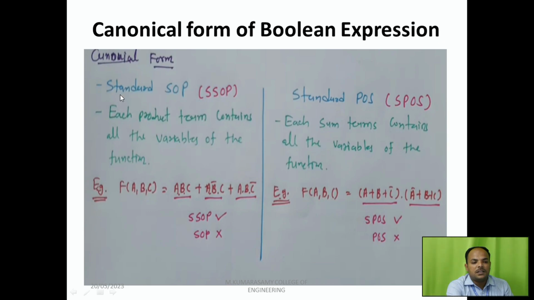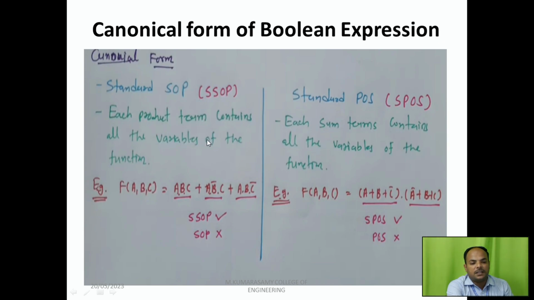Examples are given: standard SOP here, standard POS there. The standard SOP example is a function of A, B, C, so the function itself has 3 literals A, B, C. In the expression, the first term is ABC, so all the literals are present. Second, AB'C, so all the literals are present, whether complemented or uncomplemented, no issues. Here we have BC', so here also all the literals are present. So this is considered a standard SOP, a standard sum of product.